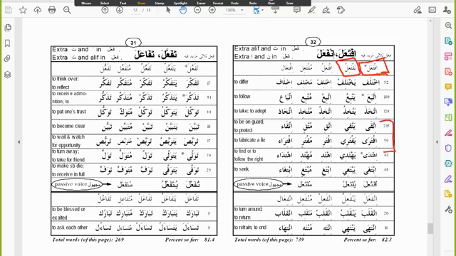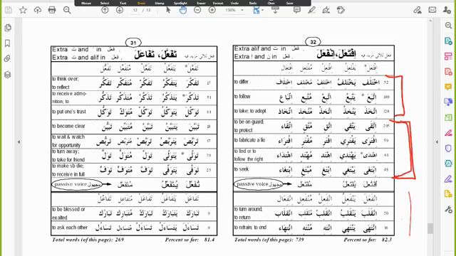Now notice those are naqis, meaning that the last letter of it is actually harf illa, which would mean that it's a vowel at the end. So we're going to leave these together. All right, so these are going to be one category, and these are going to be one category.